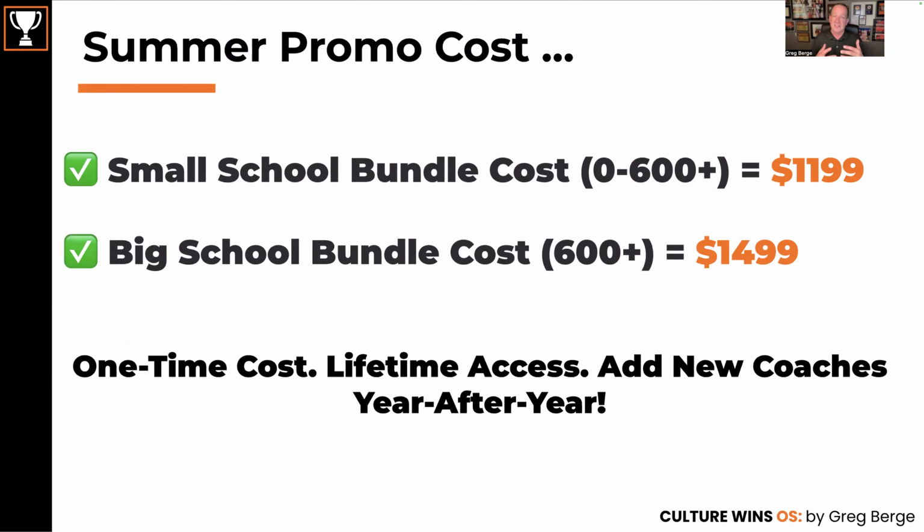So what does this cost? This summer is my summer promo cost. I've only got a couple weeks to go, but a small school, 0 to 600 students, it's $11.99. A bigger school is $14.99. When I share, this is almost too good to pass up. An individual coach buying any of these courses is $129 per course. And so if a coach buys the individual bundle, so they get Culture Wins OS, Team Leader OS, Better Coach OS, Culture Wins curriculum for themselves, I sell that as a bundle for an individual coach at $249.